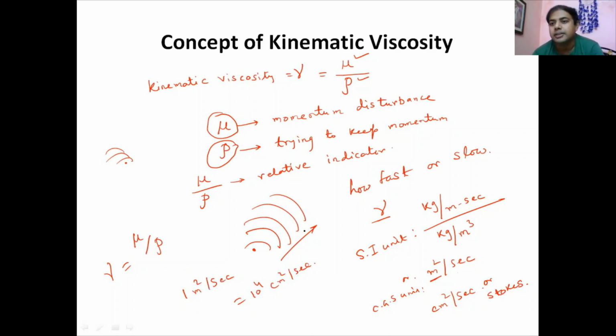Sometimes we are talking about the centistokes also. Centistokes. So 1 centistokes means you have to divide by 100. We are not doing so many conversions, just telling like this.